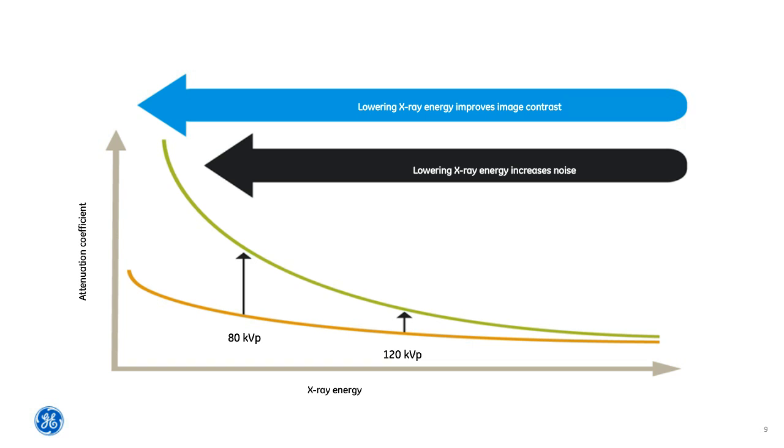If we lower the kV, that improves the contrast in the image also. So if we're wanting to keep our dose down, we can lower the kV to increase the contrast in the image. But by doing so, the lower the X-ray energy, the higher the noise, because more of that X-ray beam is attenuated.